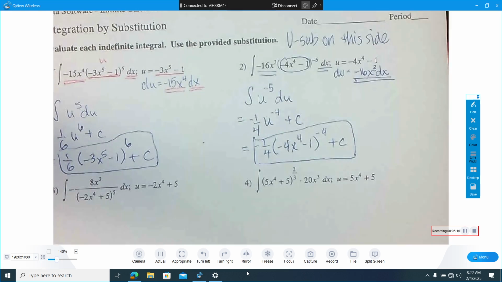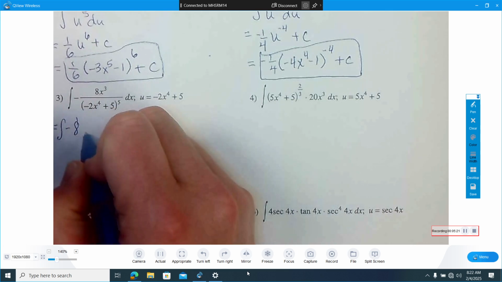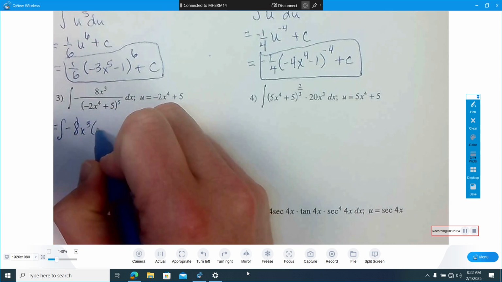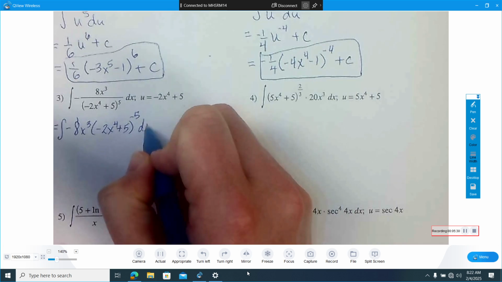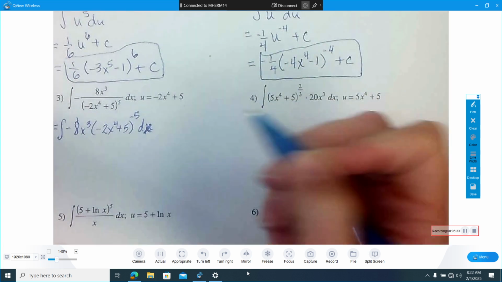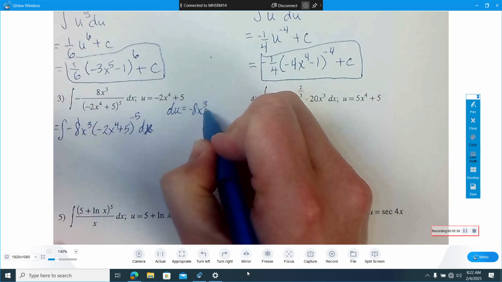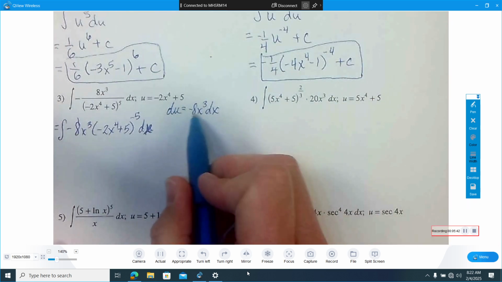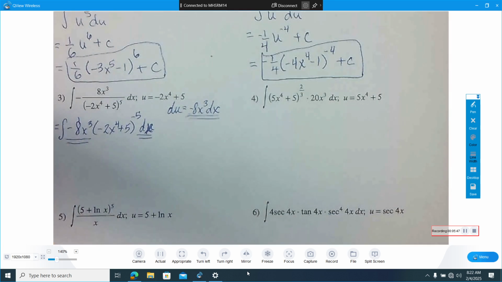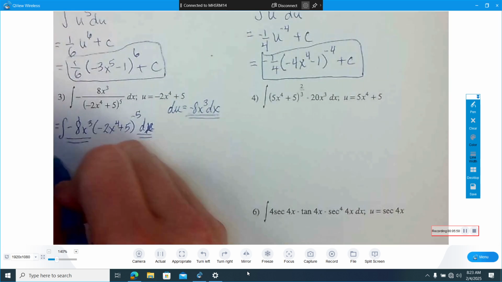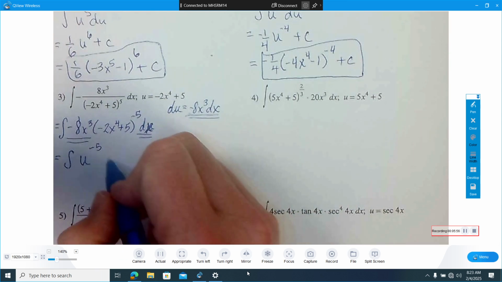On number 3, I would go ahead and rewrite this integral a little bit. We have negative 8x cubed, and then I would have negative 2x to the 4th plus 5 to the negative 5th power, dx, sorry. They've already told me what my u is, so du, the derivative, would be negative 8x cubed dx. And again, that negative 8x cubed dx appears already in my integrand. So I can just replace all of that with a du. So I have the integral of u to the negative 5th power du.